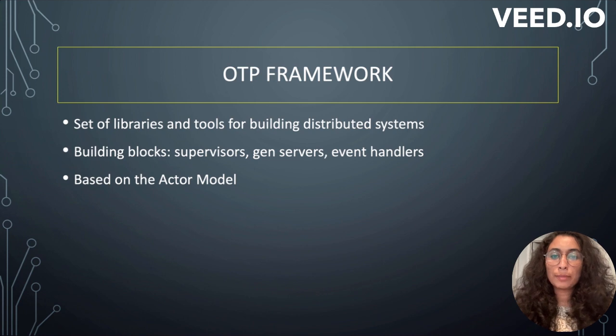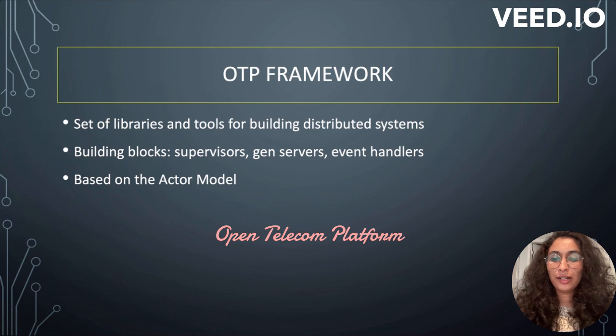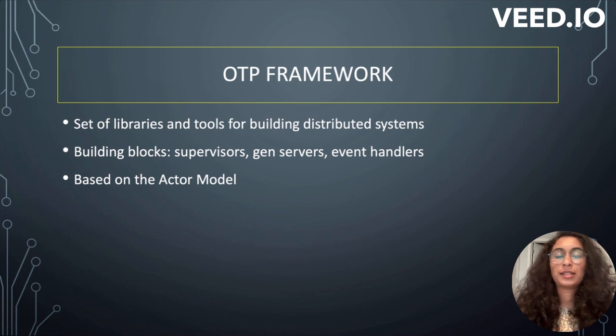Alrighty. So let's talk about the OTP framework here. This OTP is not one-time pad. This OTP stands for Open Telecom Platform in Elixir. So Elixir provides an OTP framework that offers a set of libraries and tools for building fault-tolerant, distributed, and concurrent systems. OTP provides building blocks such as supervisors, GenServer, and event handlers that make it easier to build resilient systems. And the OTP framework is based on the actor model, which is a programming paradigm centered around the concept of actors, or independent units of computation that communicate via message passing.